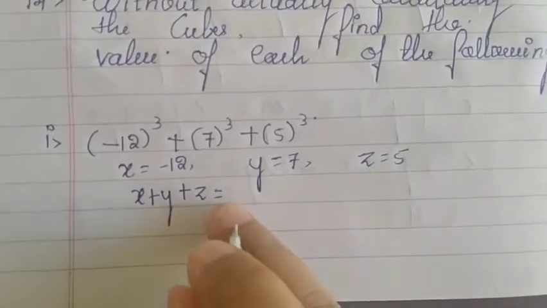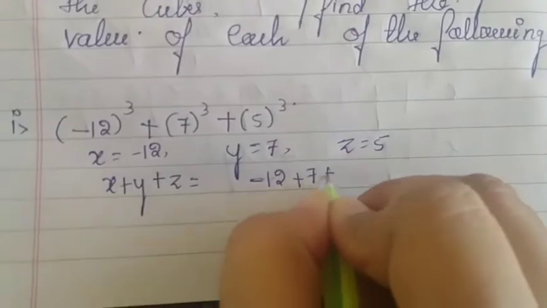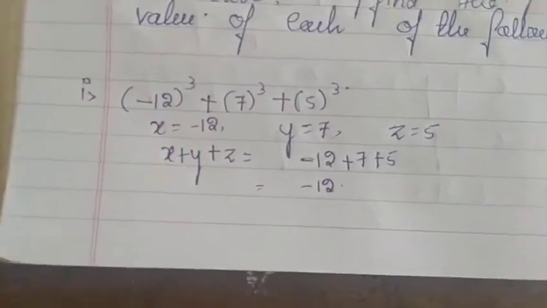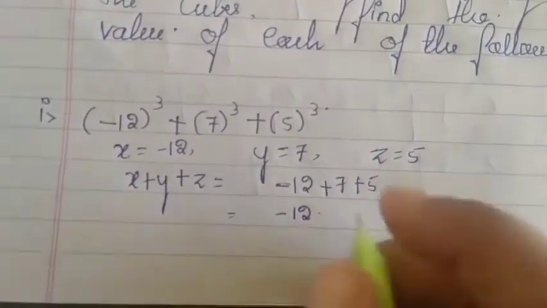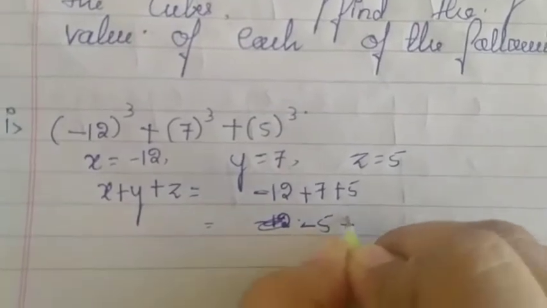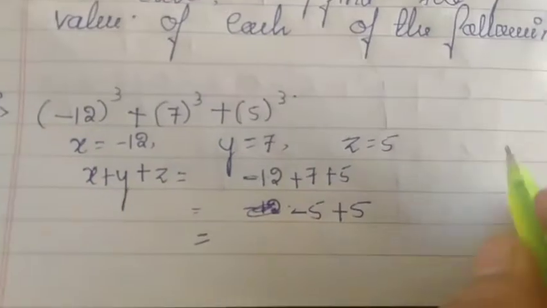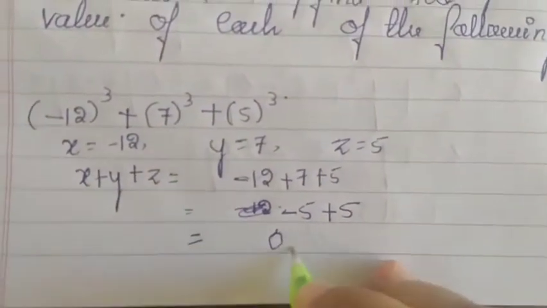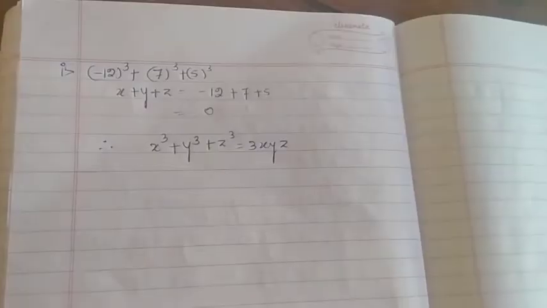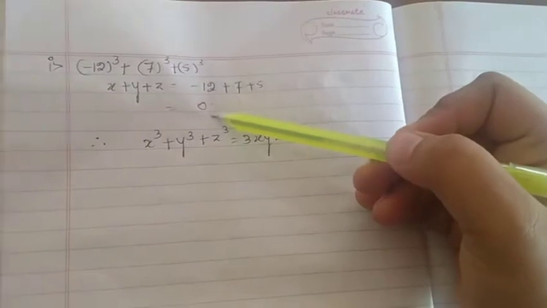So x plus y plus z will be equal to minus 12 plus 7 plus 5. So minus 12 plus 7. Yes, minus 12 plus 7. Which is the bigger number here? Minus 12 plus 7 is minus 5. So this will be equal to minus 5 plus 5, which will get cancelled. What is remaining here? 0 is remaining, right? So here you can see x plus y plus z is equal to 0, we got.